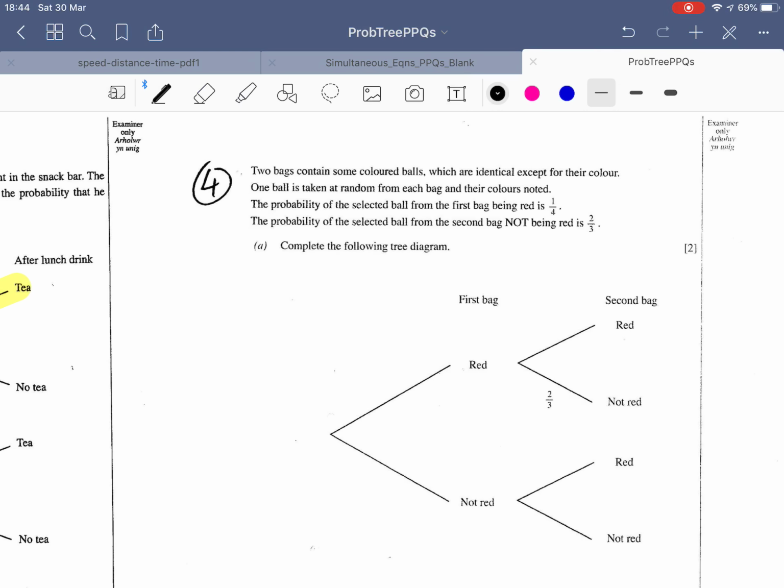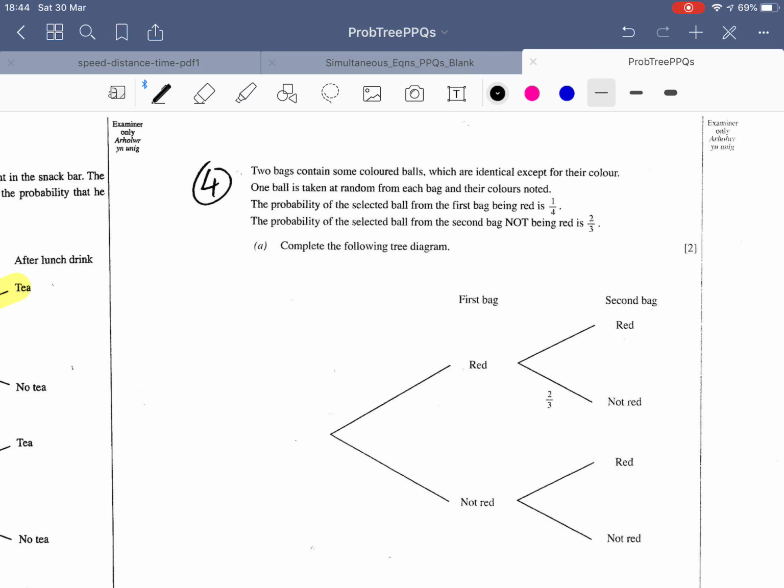Next one, a bag contains coloured cubes identical except for their colour. The probability of choosing a red cube at random from the box is 5 out of 7. A bag also contains similar coloured cubes. The probability of choosing a red cube at random from the bag is 3 out of 5. Okay, so we've got a box and a bag. Chris takes a cube at random from the box and a cube at random from the bag.